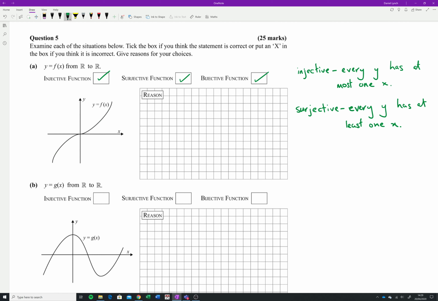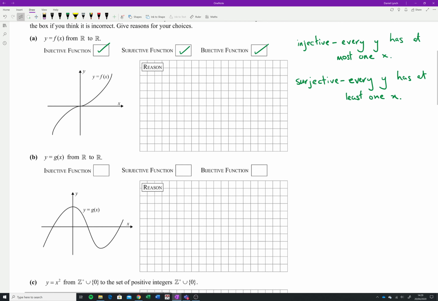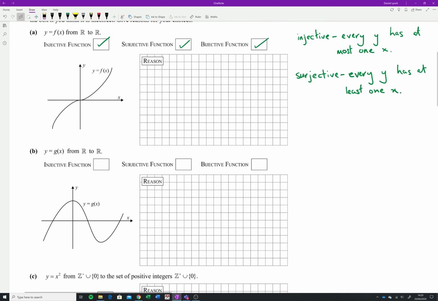Good reason, I don't know. I would write down horizontal line test. So horizontal line test: every horizontal line hits the graph once and only once. I suppose you could think of it like that. For this one here, is that injective?